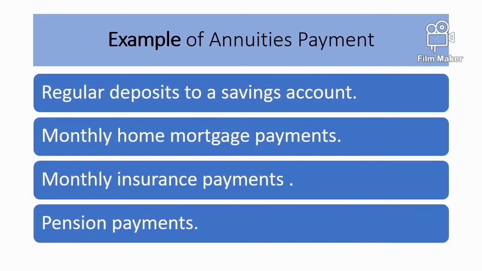Examples of annuity payments. Number 1, regular deposit to a savings account. Number 2, monthly home mortgage payments. Number 3, monthly insurance payment. Number 4, pension payments.